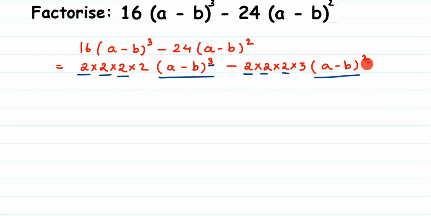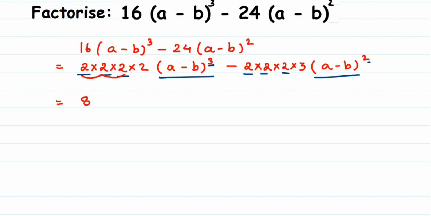So we cannot take out a minus b whole cube, but instead we can take out a minus b whole square common. So here one a minus b will be left out. Now let's take out the common here. So it's 2 into 2 into 2. So 2 2s are 4, 4 2s are 8. So 8 will be the common factor.